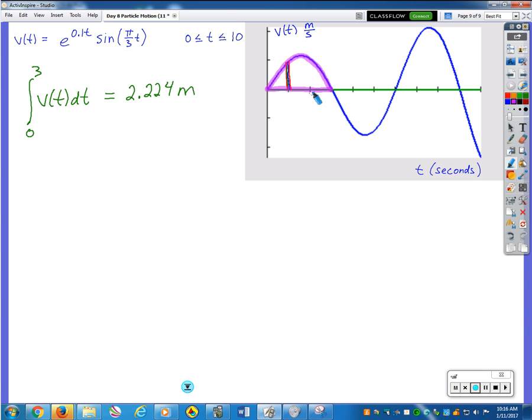Give 1 or 2 fingers if that makes sense. So the 2.224 has 2 meanings now. It is definitely the amount that the particle's position changed by, but it is also the area of the purple. 1 or 2 if that makes sense. Don't forget that connection. When I integrate this velocity, I get the change in position, but this area corresponds to that number. Will that only work when we're working with velocity? It'll work with any function. You're integrating just a function alone.